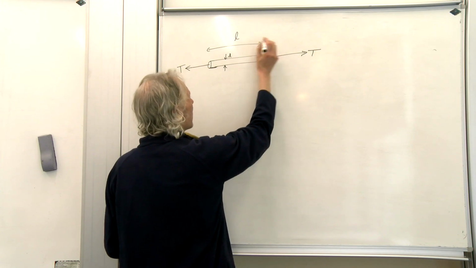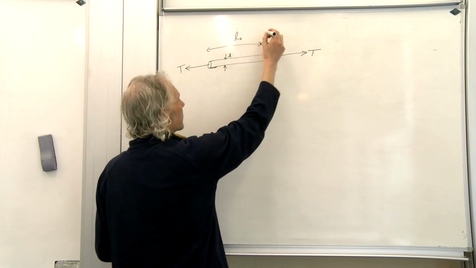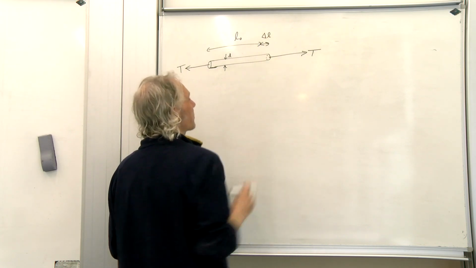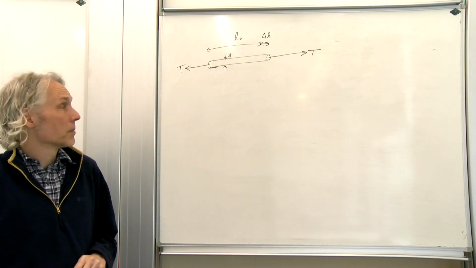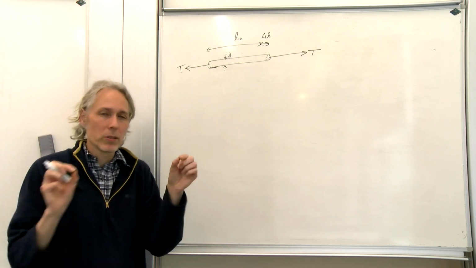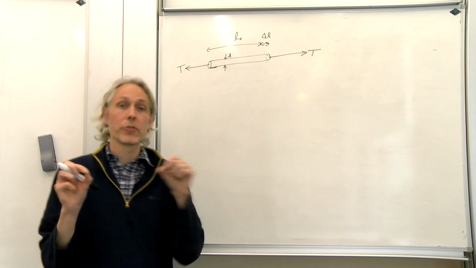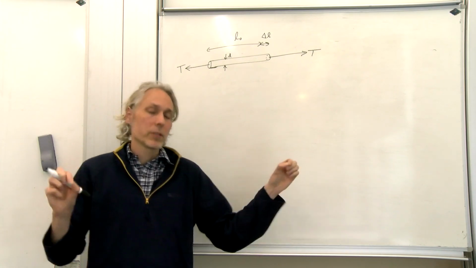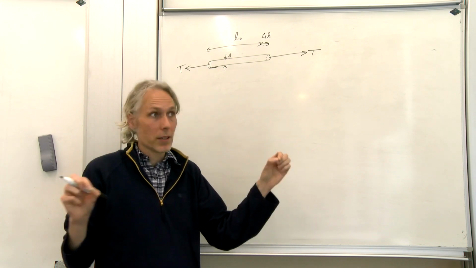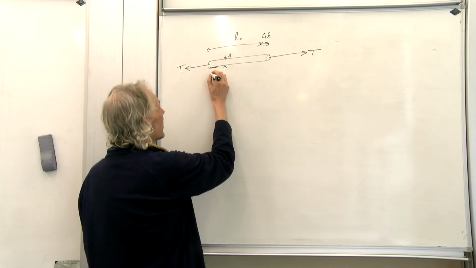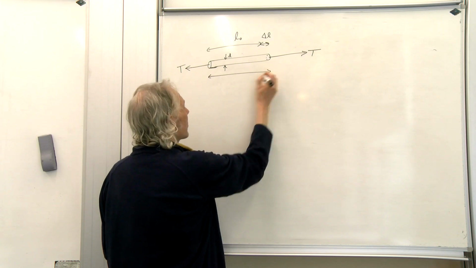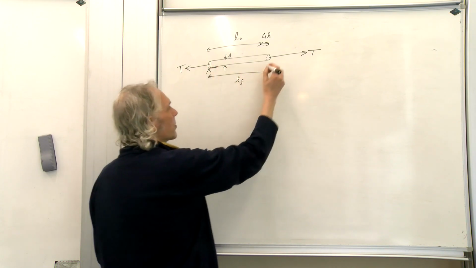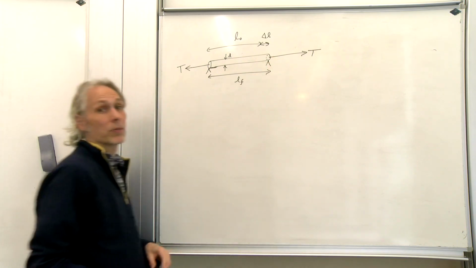We have an L naught, and we have a little distance delta L. Okay, so L naught is going to be how long the sounding length was before we stretched it. Delta L is how much longer the string's got to make up the sounding length, and we call LF the result in terms of where the string ends up sitting on the supports at the bridge and the saddle.